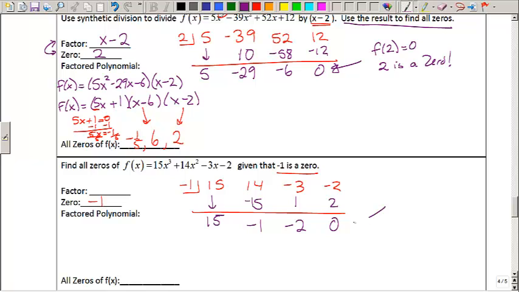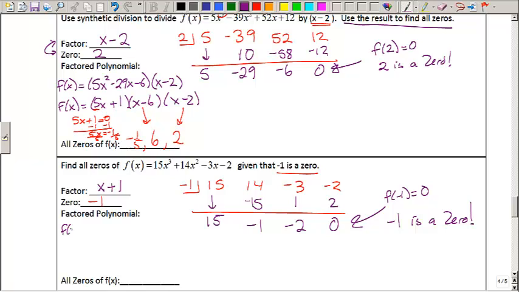So this is f of negative 1 happens to be 0. Yay! We have a remainder of 0, so the remainder theorem tells you that f of negative 1 is equal to 0. Therefore, negative 1 is a zero, and we have verified that negative 1 is a zero. That tells us that x plus 1 is a factor. You use the opposite sign here. The zero and the factor always have to have opposite signs.